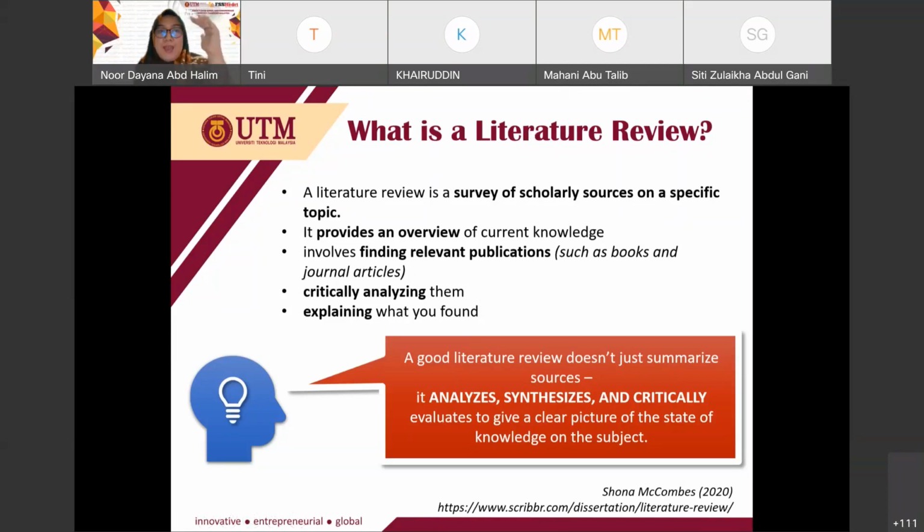So again, explaining what you found. Explain, not copy and paste. Based on my experience, maybe from my students and all the students in UTM, the maximum percentage of plagiarism is 20%. 20% for each chapter and also 20% for the overall chapters.